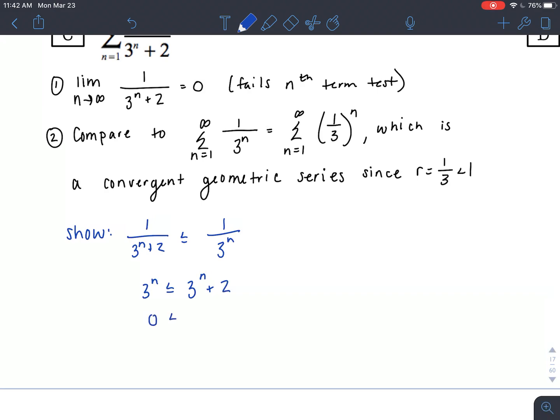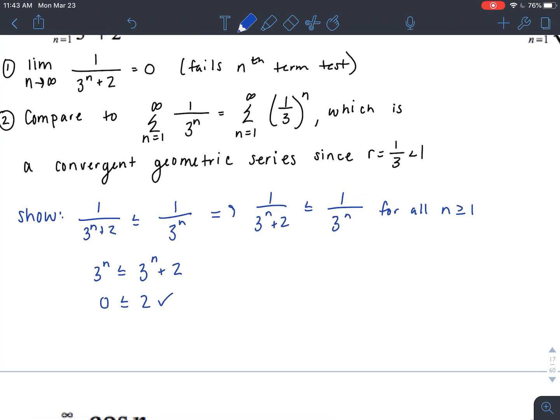You could also, again, cross multiply if you want to show it algebraically. Right, and since 0 is always less than or equal to 2, that's a true fact. So we can say that 1 over 3 to the n plus 2 is always less than or equal to 1 over 3 to the n for all n greater than or equal to 1.